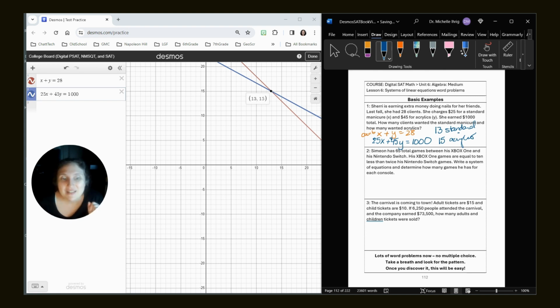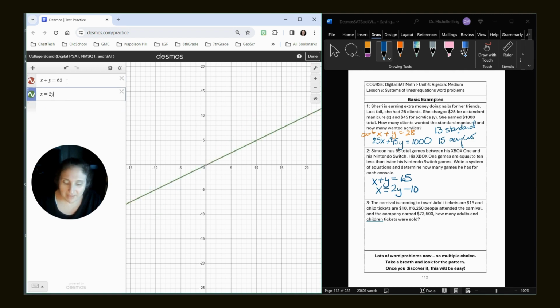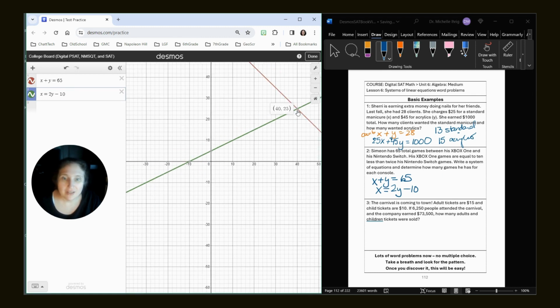Simeon has 65 games total between Xbox One and Nintendo Switch. So we're going to put x for Xbox and y for Nintendo Switch, and altogether he has 65 games. His Xbox games are equal to 10 less than twice the number of Switch games. The less than means that goes afterwards. Write a system of equations and determine how many games he has for each console. So I'm just going to do x plus y equals 65, x equals 2y minus 10. You don't need to do substitution. You just need to scroll. He has 40 Xbox games, and he has 25 Switch.